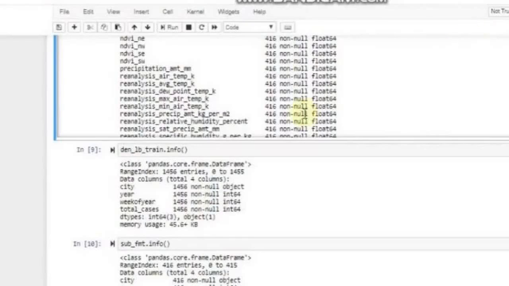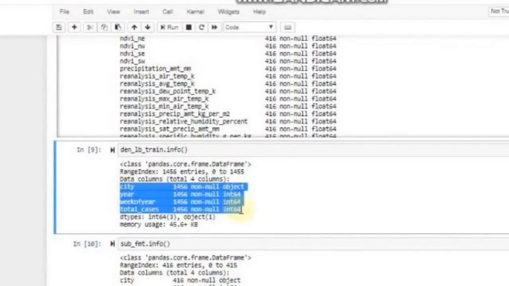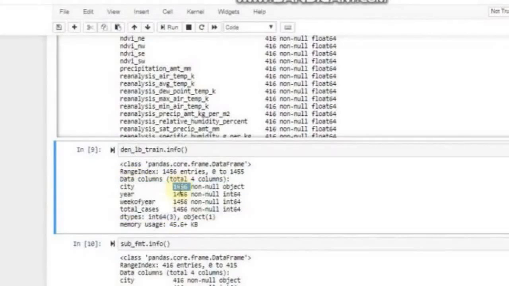Hi, my name is Ayush Agrawal, and I'll be speaking about the technical details which we have faced during this project. We faced a couple of challenges. First, the dataset was quite small, and general machine learning algorithms are quite data hungry in nature. As you can see, the 4 features over here, city, year, week of the year, and total cases, have only 1456 records, which is quite small, and we have to tune the hyperparameters quite a lot to obtain a good result.